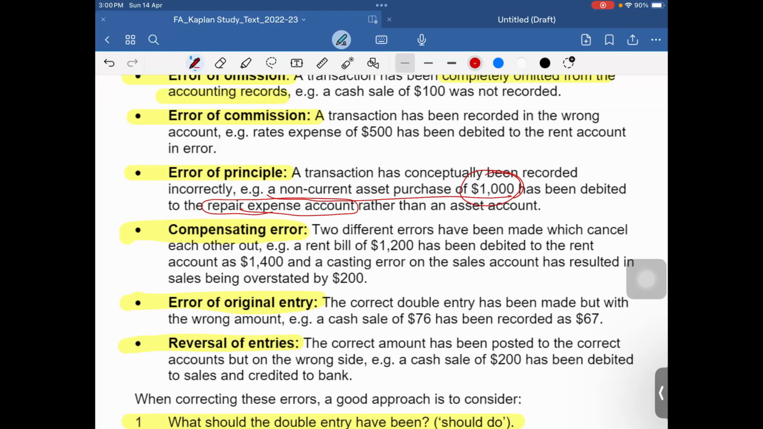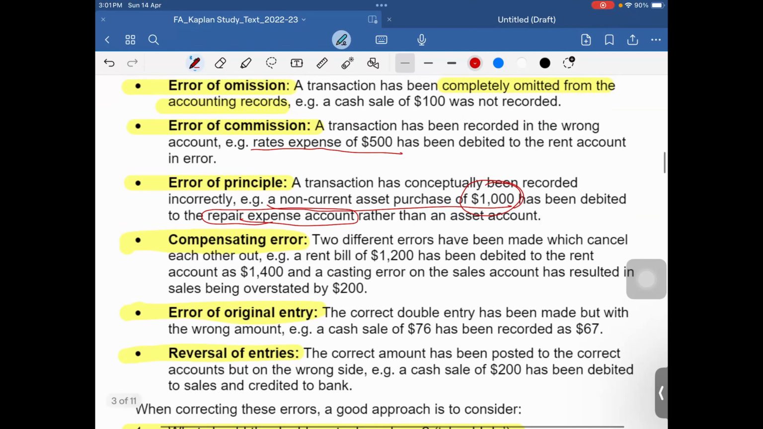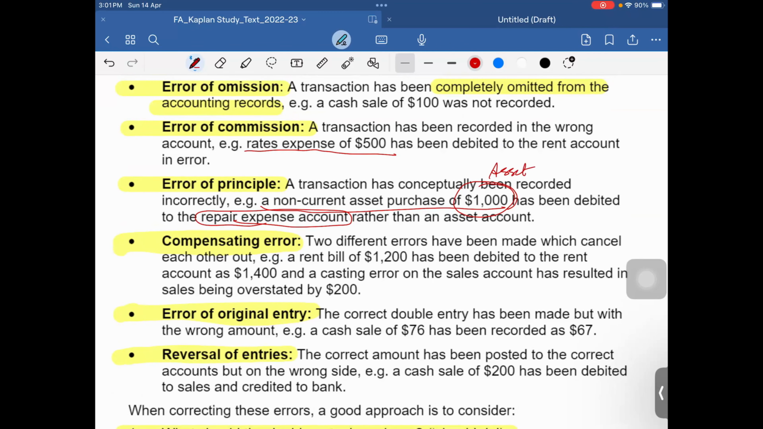Error of commission is when you took the same category of transaction but into a different account. Error of principle is when your transaction falls under different categories, and you took it into another account. Here it should have been on the asset side, but you took it on expenditure.